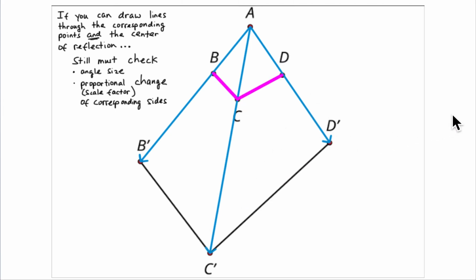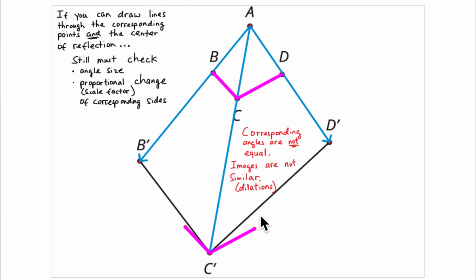Well, one of the things to check is the angle. If I copy this angle and translate it, move it down here, is this angle down here the same? Oops. And no, it's not. So this angle down here is different than this angle, B prime, C prime, D prime. So these images are not similar. It's not a dilation. The larger quadrilateral is not a dilation of the smaller quadrilateral.